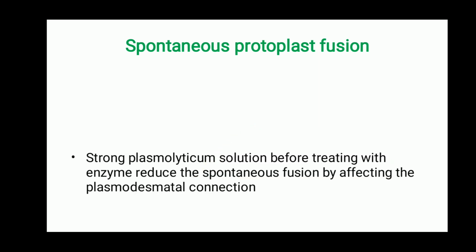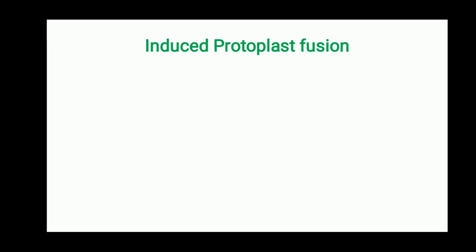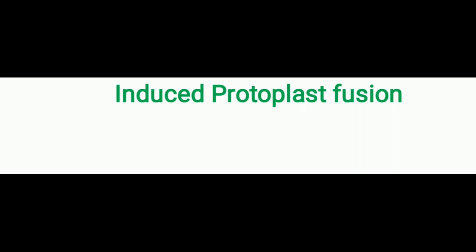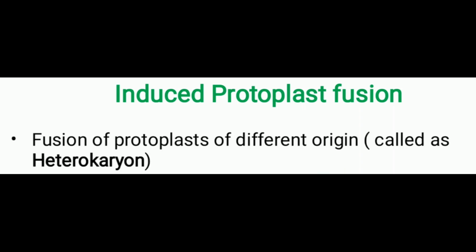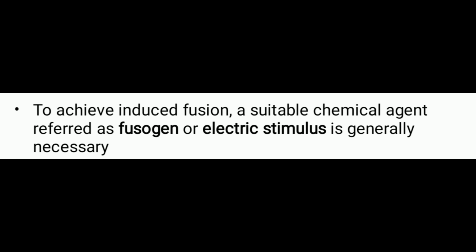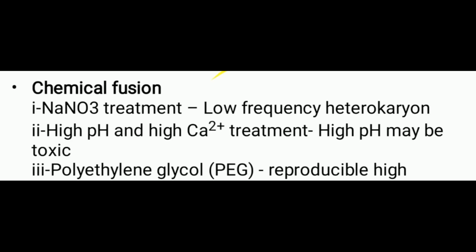To avoid this kind of spontaneous fusion of the same kind of cells, strong plasmolytic agents before treating with the enzymes may reduce the spontaneous fusion. The second method is called induced protoplast fusion. Here the protoplast fusion is induced between cells which are obtained from different origins. The fusion of two different origin cells is called a heterokaryon. To achieve the induced fusion, a suitable chemical agent referred to as a fusogen, or an electric stimulus, is generally necessary.